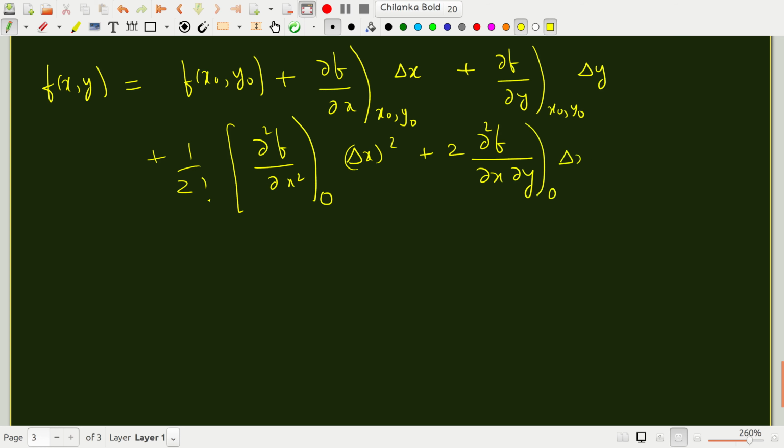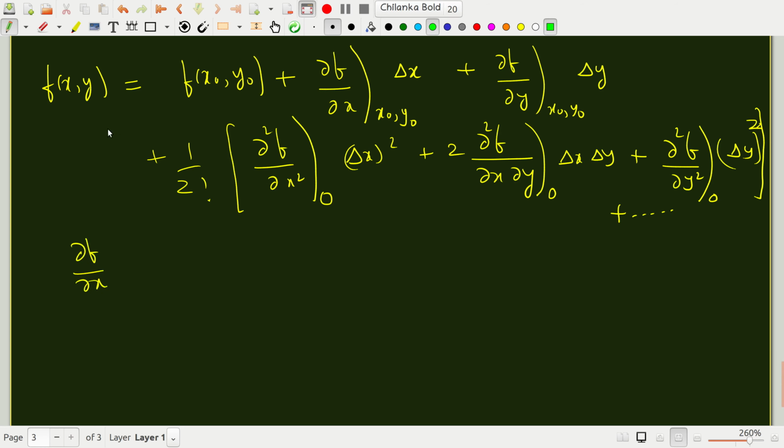Okay, delta x delta y plus partial squared f by partial y squared evaluated at the point x0 y0 times delta y squared, plus higher order terms. Okay, this is up to quadratic order, second order. Now just to be complete, delta x is x minus x0, delta y is y minus y0. x0 y0 are the fixed points and x and y are variables.